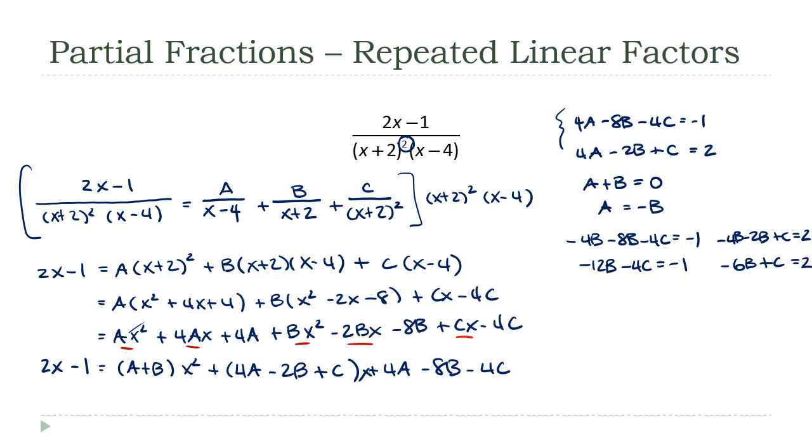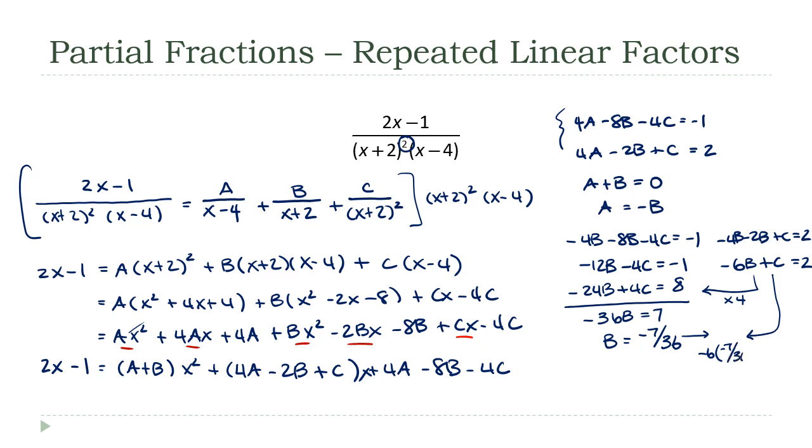Good. Now we're down to two equations in two variables. So let's multiply this one by 4. So it'll be minus 24b plus 4c equals 8. And if we add these together, this is minus 36b equals 7. So b is negative 7/36. Okay, not the prettiest number, but that's all right. So now let's substitute into this one. If I substitute into there, this becomes negative 6 times negative 7/36 plus c equals 2. So let's see, that becomes just positive 7/6 if we simplify that fraction, plus c equals 2. Subtract 7/6 from both sides, and we get c is equal to 5/6.